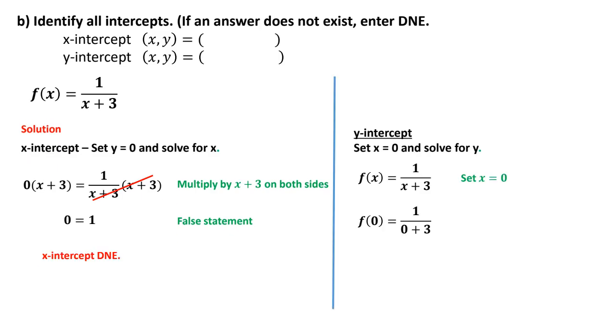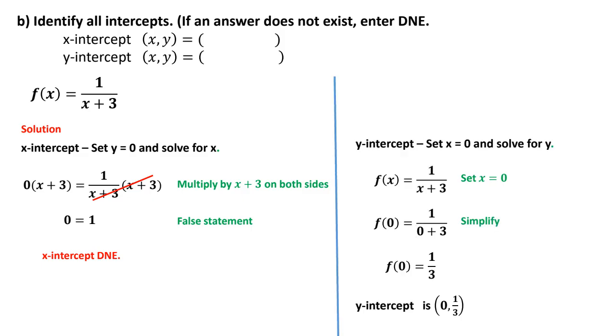Now to find the y-intercept, I'm going to set x equal to 0 and solve for y. So when I do this, I am going to simplify and I'm going to get y is equal to 1 over 3. So this is my y-intercept as an ordered pair, (0, 1/3).